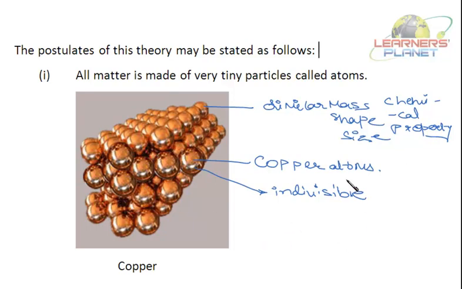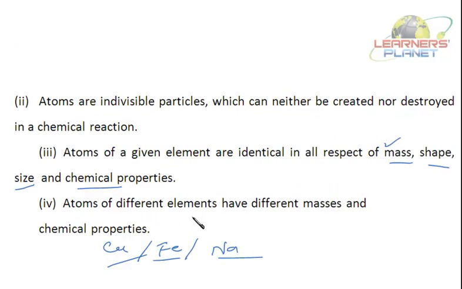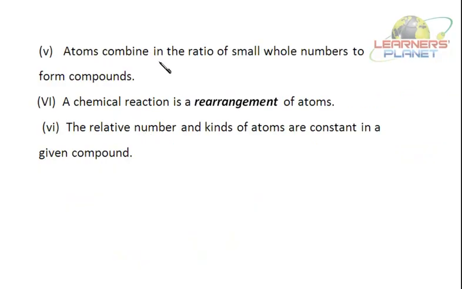Right? So this was one of the postulates of Dalton. Atoms of different elements have different masses and chemical properties. Of course, atoms of copper will not have properties similar to the atoms of iron, or atoms of iron will not have similar properties to the atoms of sodium. Do remember this. Atoms combine in the ratio of small whole numbers to form compounds.